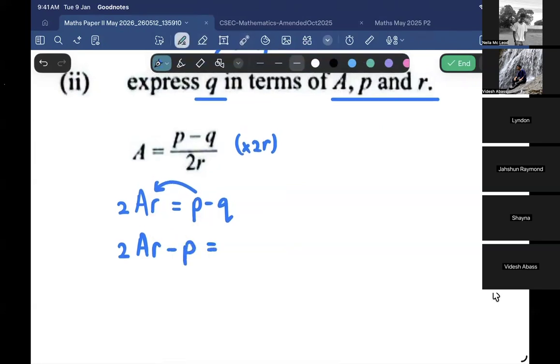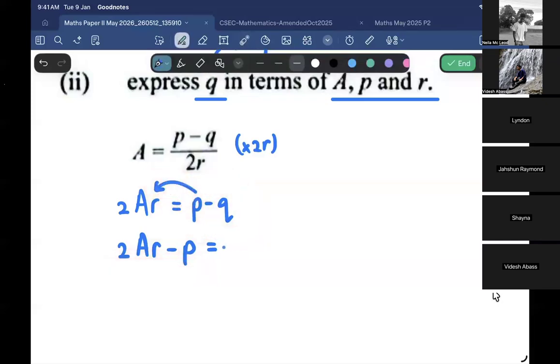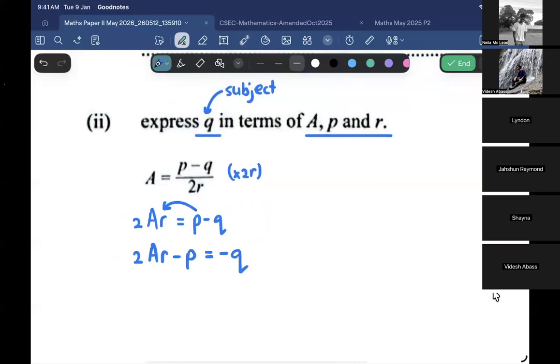And that will be equal to? Wait, now take your time. So I moved across the P. So it's now 2AR minus P. What's the only thing on this side now? Q. Positive Q or negative Q? Negative Q. Do I want to find for negative Q or do I want to find for Q? That's Q. Right.